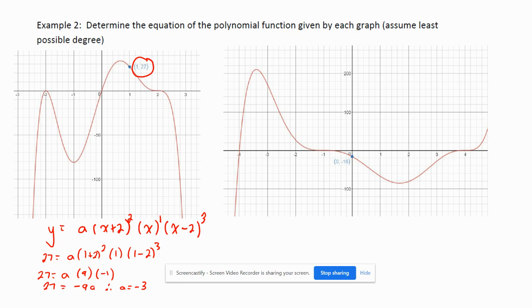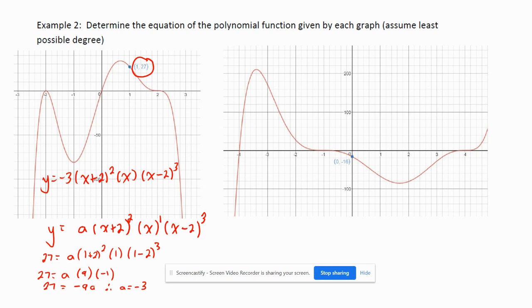So our equation is going to be, I'm just going to write this here, y equals negative 3 times (x plus 2) squared times x times (x minus 2) cubed. Okay? All right.